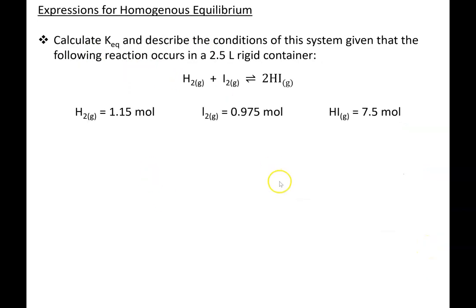All right, let's do a sample calculation. Calculate KEQ and describe the conditions of the system given that the following reaction occurs in a 2.5 liter rigid container. Now, there is a key word here in this question, and that is rigid container. And if you recall, a rigid container is one where the volume remains constant, so the volume will not change.